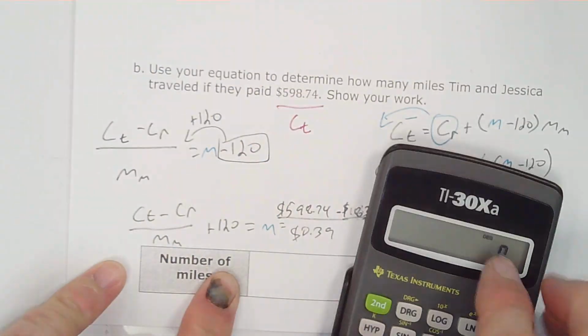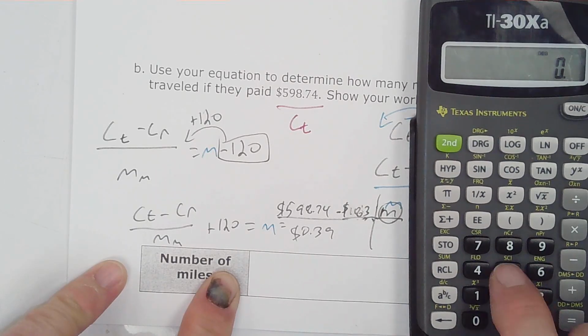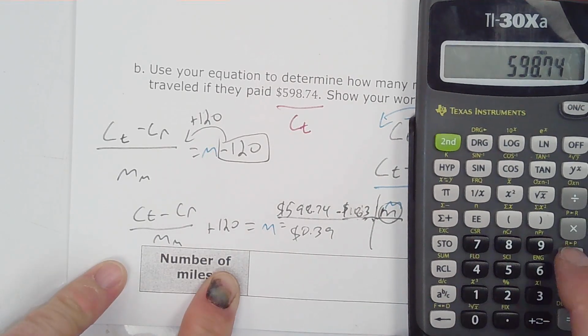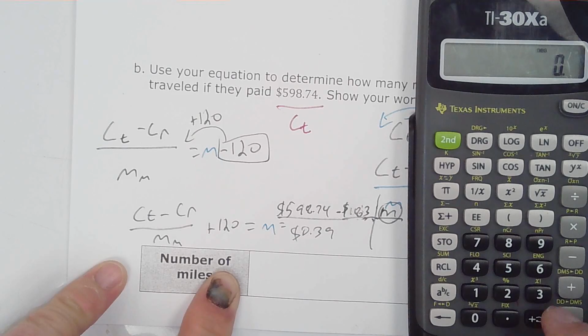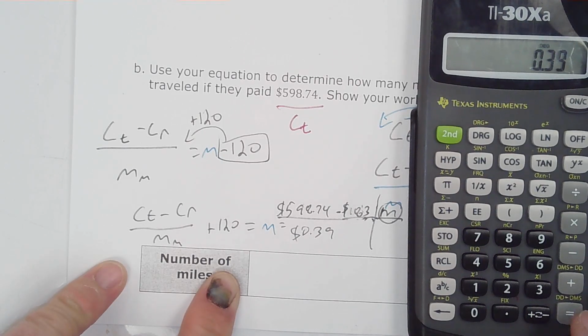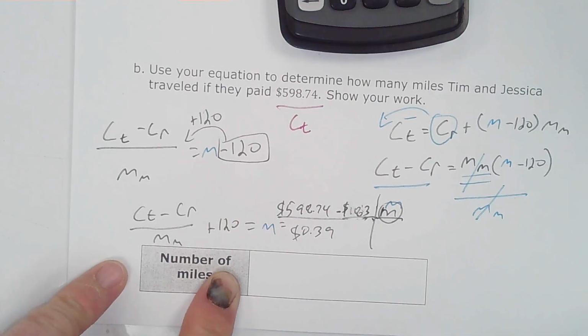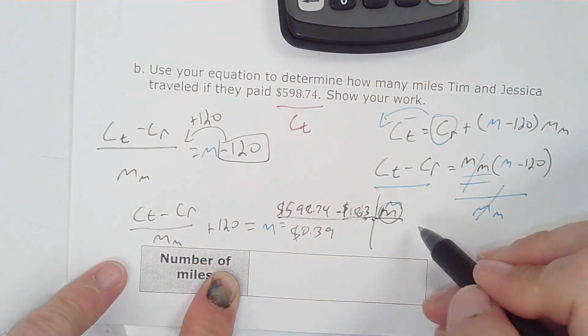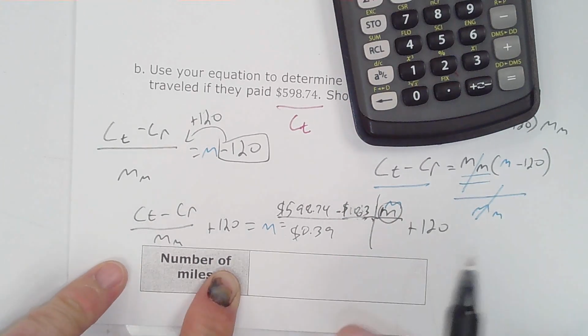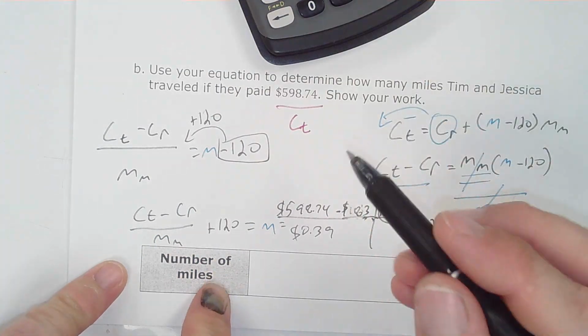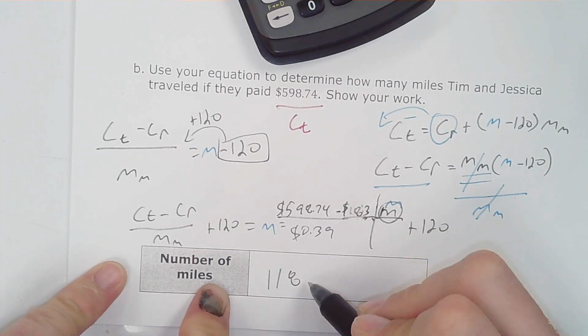All right, so I'm going to take my difference of my total minus the rental cost, divide that by 0.039 or 0.39, and that is the number of miles that I travel. Oh, no, is that the number of miles we traveled? No. No, because I forgot to add 120 to it. Right, that's the number of miles I had to pay for. Right, I get 123 miles, so I have to add 120 to that. Right, which gives me total is 1186 miles.